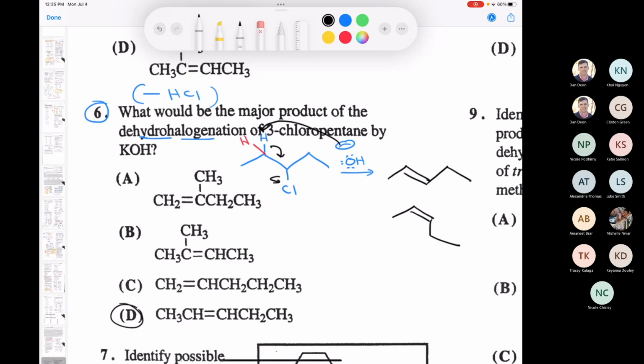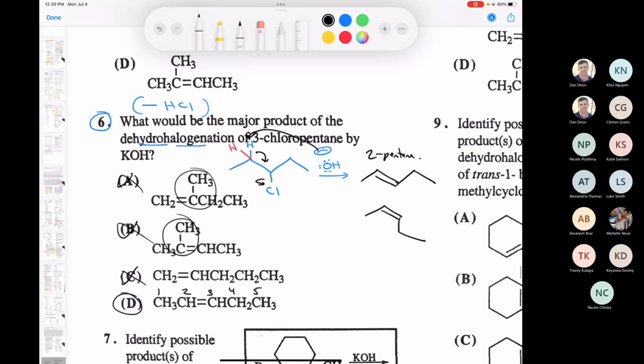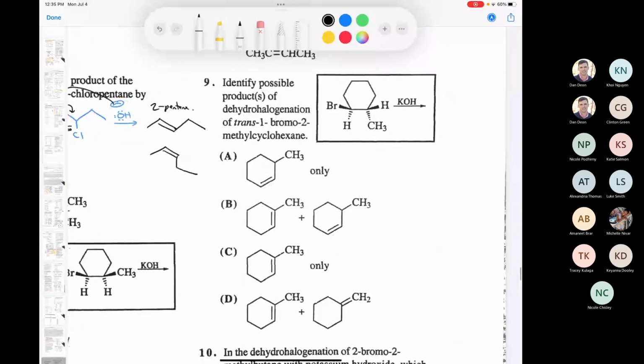That's the only one. So this is 2-pentene. And this is 1, 2, 3, 4. That's 2-pentene. This is 1-pentene. A and B have branching in them. That's just plain wrong. So the only possible answer here is D. There is no other possible answer for this one whatsoever. So that was another one I kind of solved by process of elimination. Let's try 9.